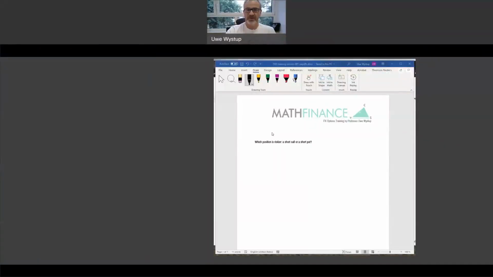So today we're going to consider the question, which position is more risky, a short call or a short put? Okay, let's do some drawings and find out. So let's have a look at how this looks.